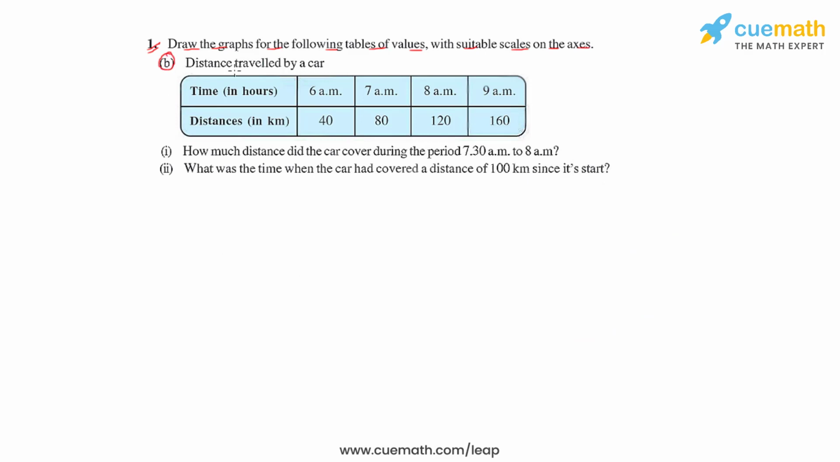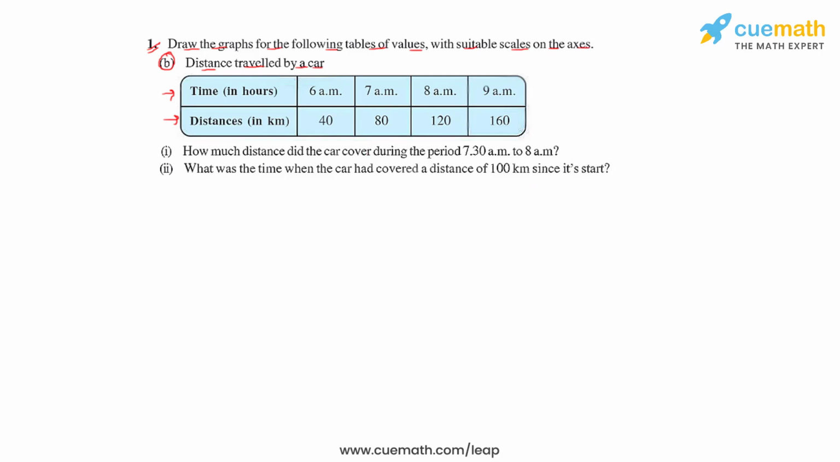Now in this part, we have the distance traveled by a car. So basically time in hours and the distance in kilometers, these two things are given. We'll have to use these two things to plot a graph. Then, based on our observation of the graph, we'll have to answer the questions that follow.